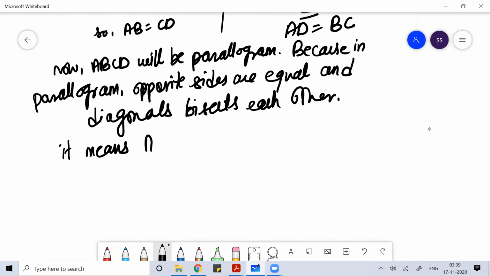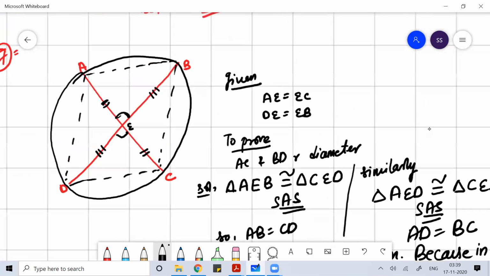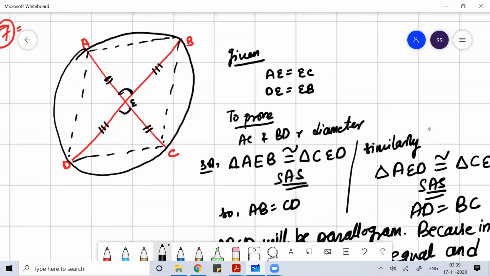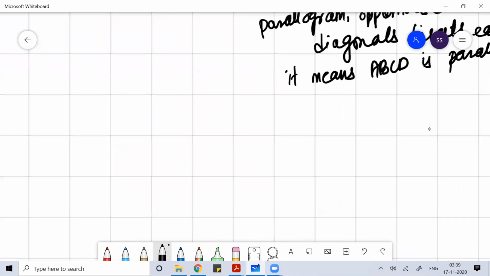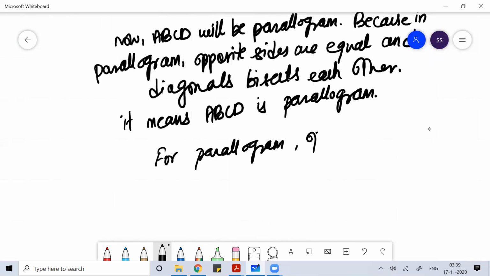ABCD is a parallelogram. So for a parallelogram, opposite angles are equal. And you know, a cyclic parallelogram is always a rectangle.